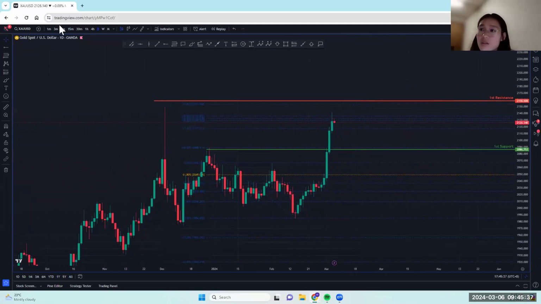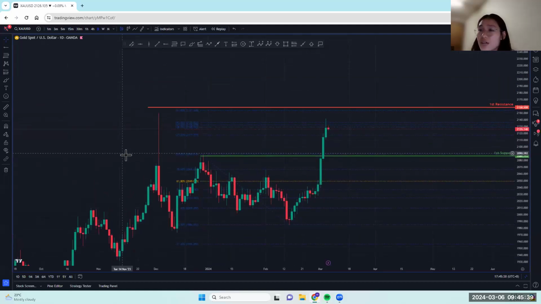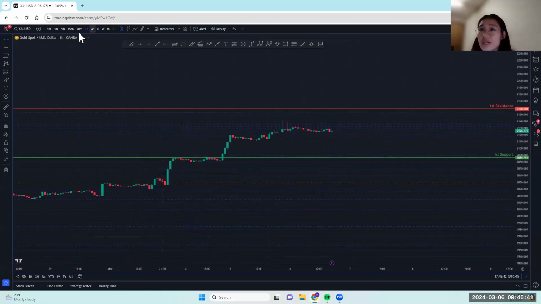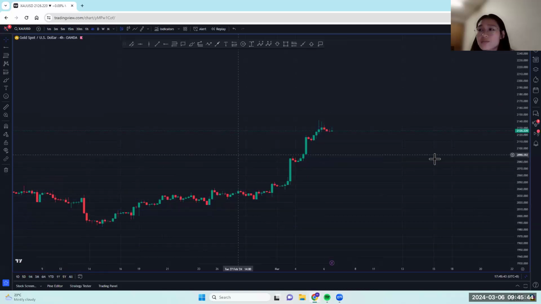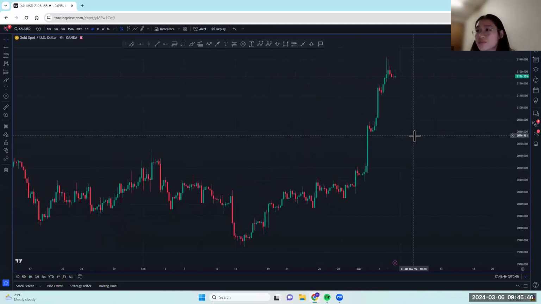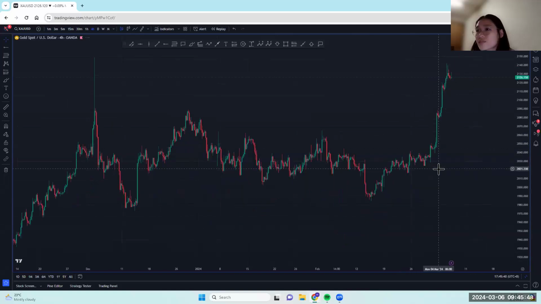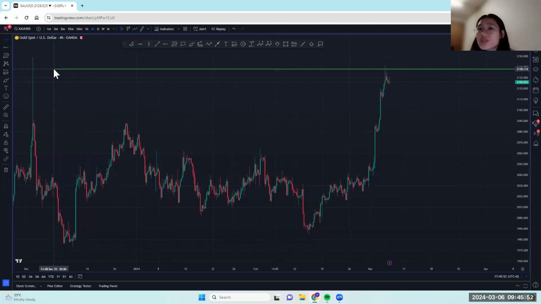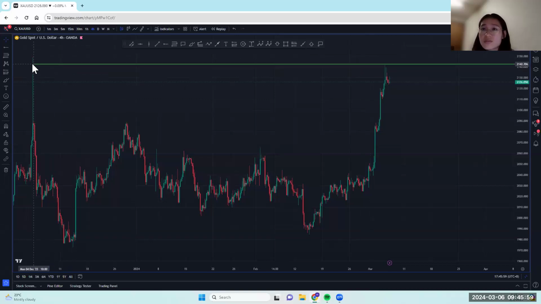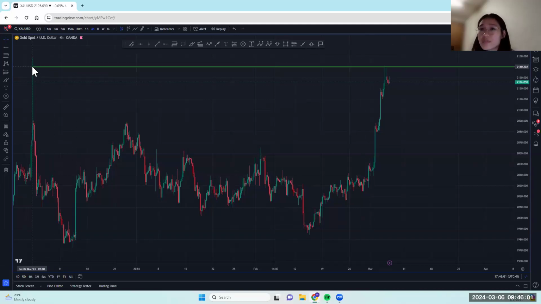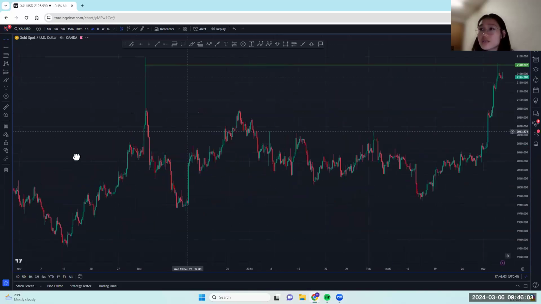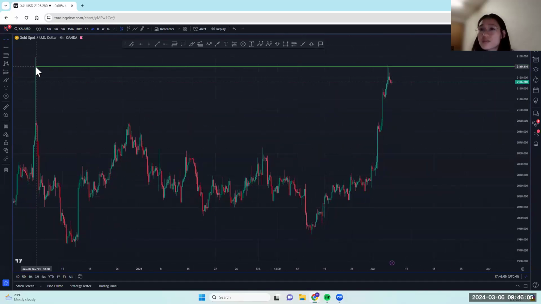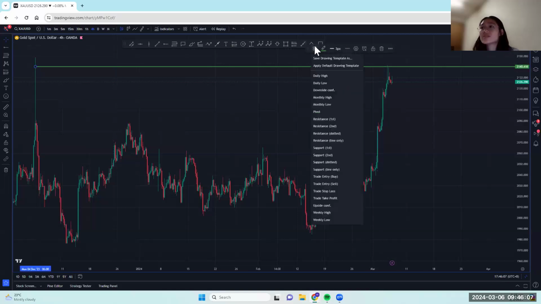Okay, so this is what we have on our daily time frame. So let's look at our 4-hour time frame now. Okay, on our 4-hour time frame, you can see we have this swing high lining up nicely. And this is a resistance.